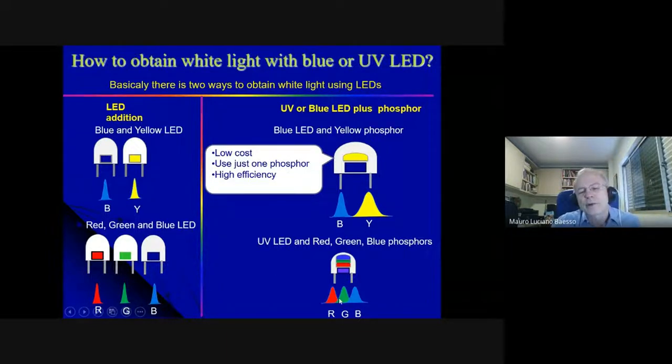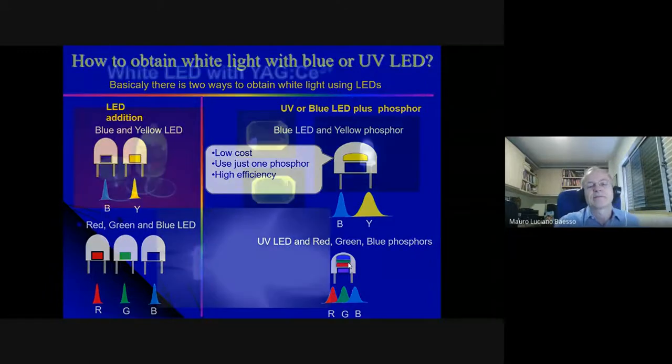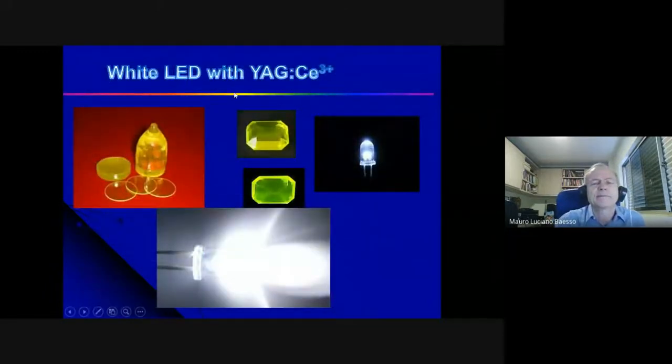You can also combine more than one LED and also more than one phosphor element. Phosphor elements can be crystals or glasses, as I said, or ceramics before. The first one was YAG with cerium 3+. You see the YAG crystal here with cerium, a very nice one. And then when you illuminate it with a blue LED, you can get this spectrum.